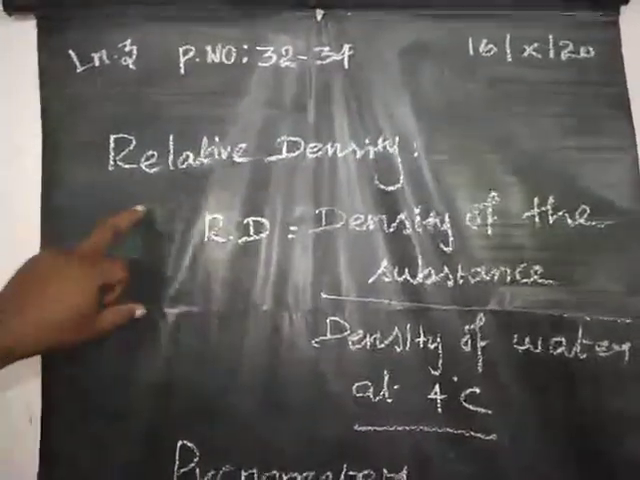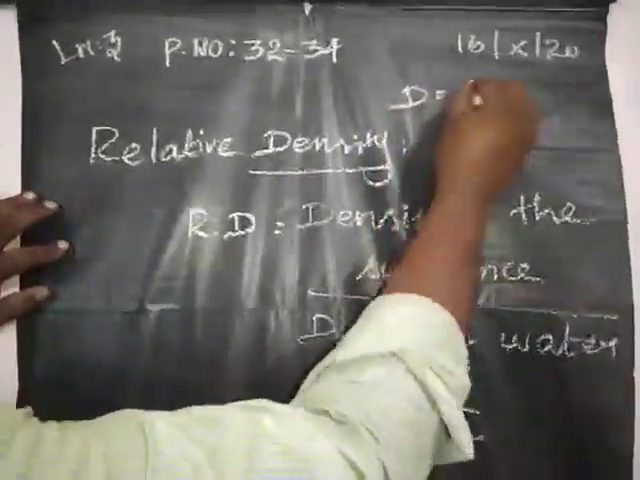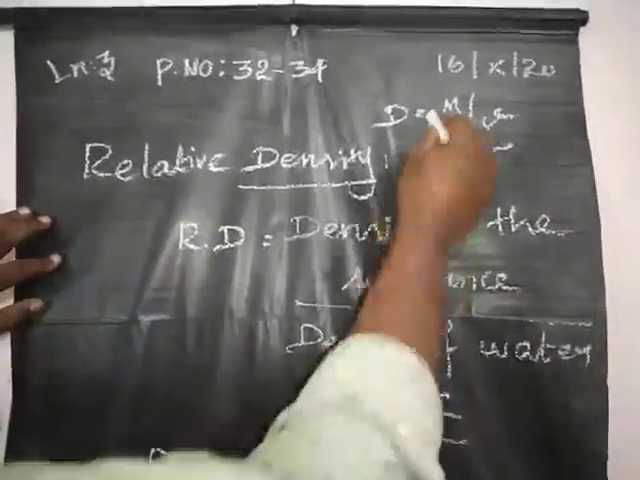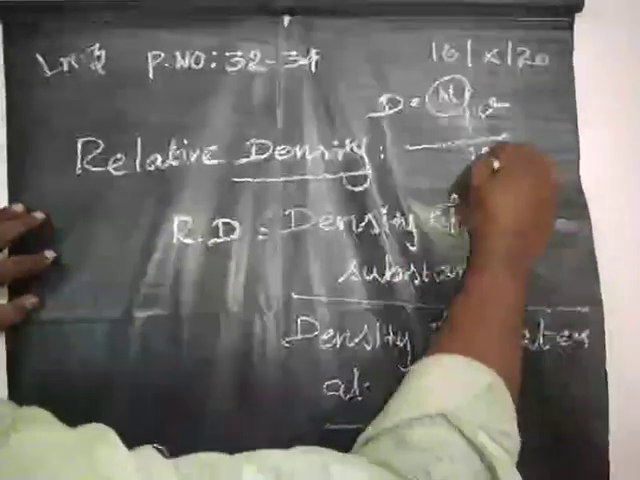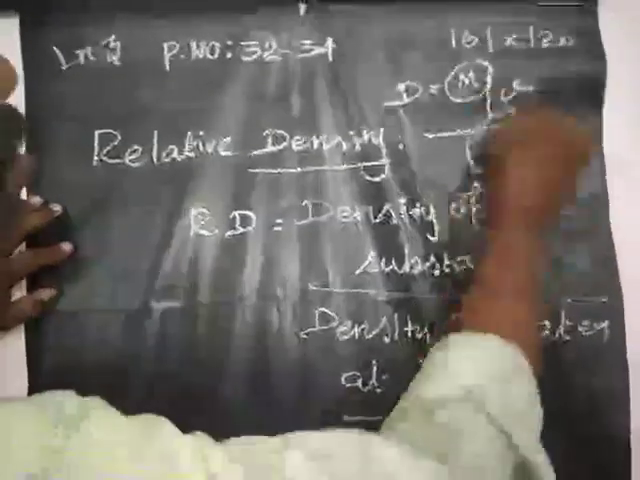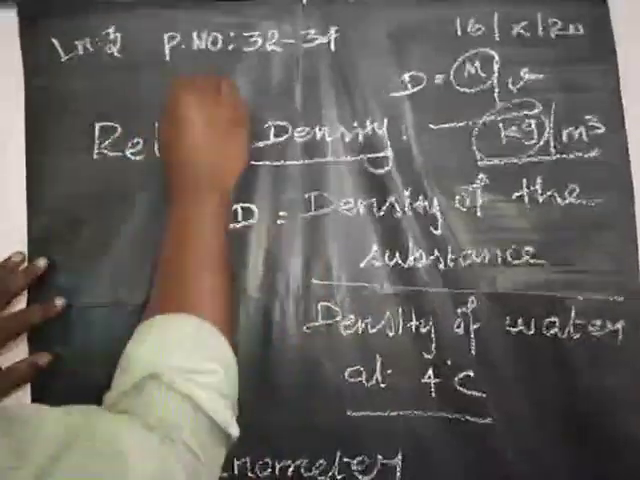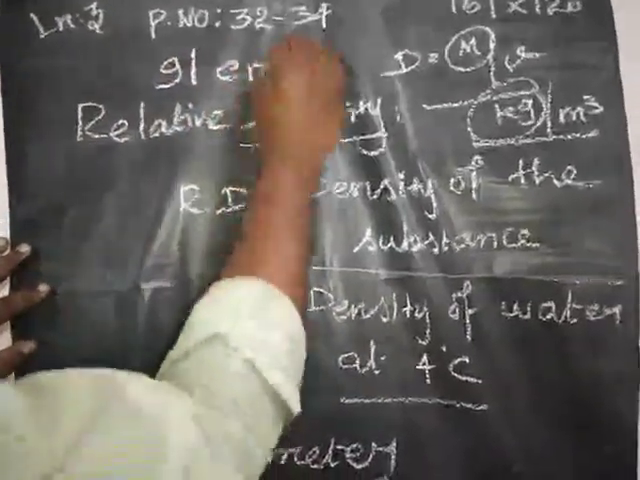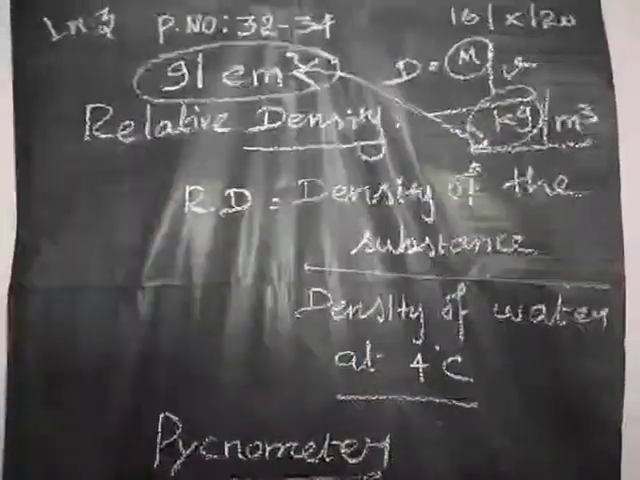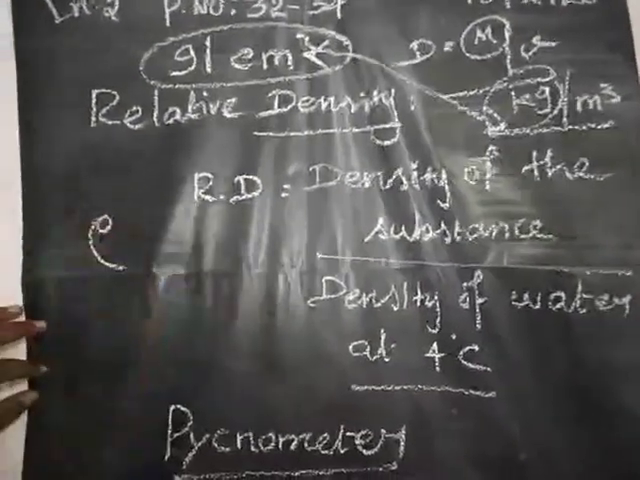Last class we discussed up to relative density. What is meant by density? Density is mass divided by volume. The unit is kg per meter cube, or we may use gram per centimeter cube. These are the SI units of density. The symbol of density is rho.